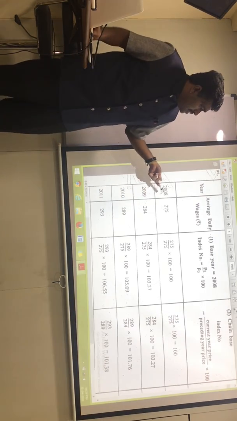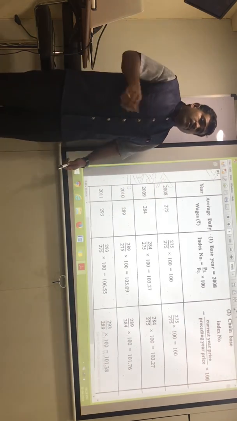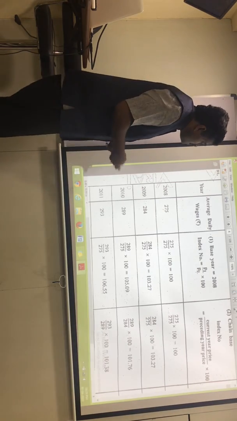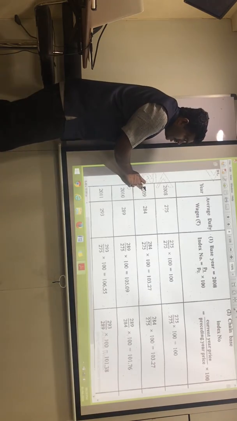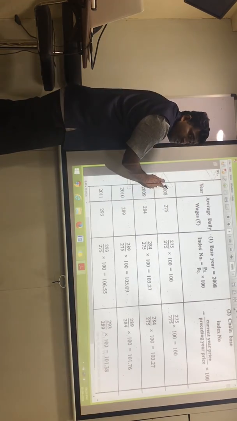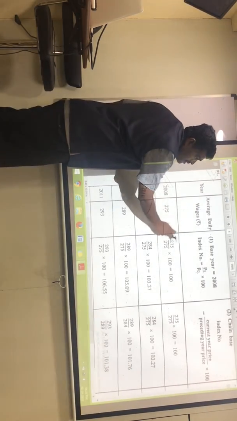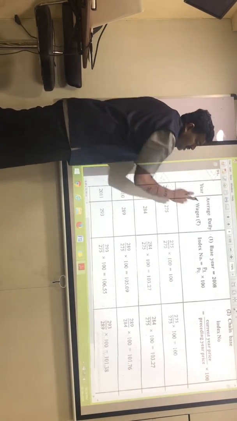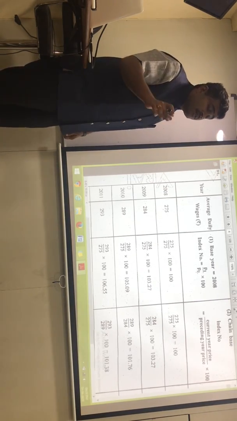So now what is the formula, friends? Here they are saying P1 upon P0, but we have to take what? Value of variable in the current year. So now friends, we are taking 2008 as a current year. 2009, in 2009 it's a current year. That means in 2008 it's a current year for 2008. So 2008 value is how much? 275. As well as the base year value is also 275. So 275 divided by 275 into 100. So our answer is 100.